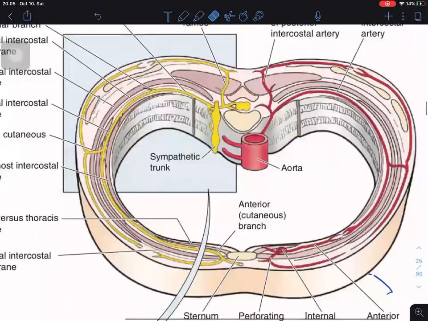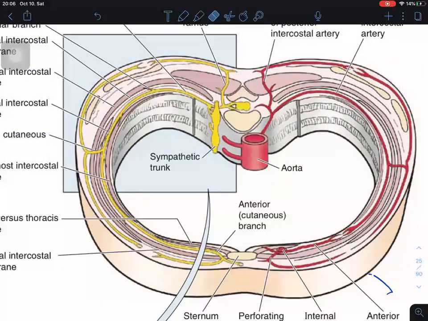In this transverse cut, you can see the spinal cord running in the spinal canal. Then you can see the spinal nerve coming out through the space between two vertebrae, which is called the intervertebral foramen. The spinal nerve divides into a posterior ramus, which goes toward the back, which we've already done, and an anterior ramus. The anterior rami of the thoracic nerves form the intercostal nerves, as well as the subcostal nerve.